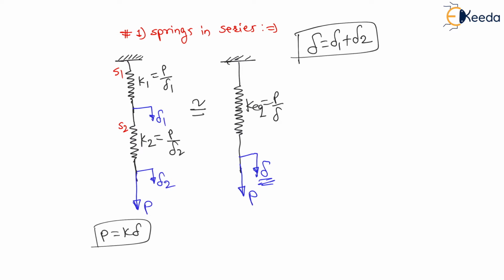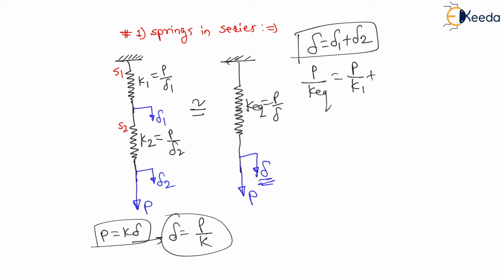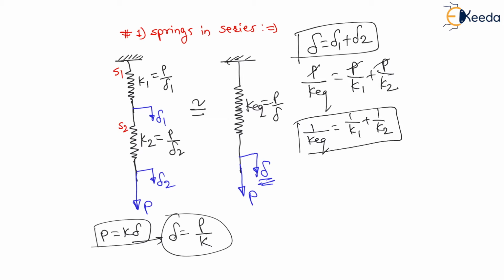Therefore my dear students, from this equation we can say deformation is equal to P divided by K, force divided by stiffness. Therefore for delta, it will be P divided by K equivalent, which is equal to delta 1, which is P divided by K1, plus delta 2, which is P divided by K2. Therefore from both sides P will get cancelled. Therefore 1 upon K equivalent is equal to 1 upon K1 plus 1 upon K2. This is how we can find equivalent spring stiffness.